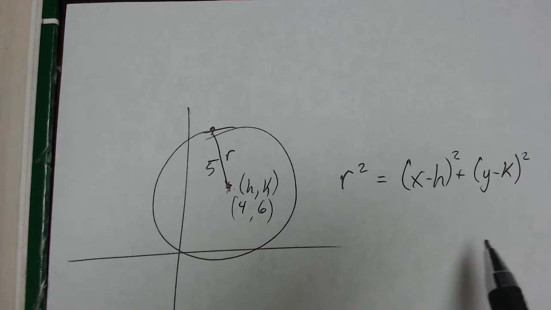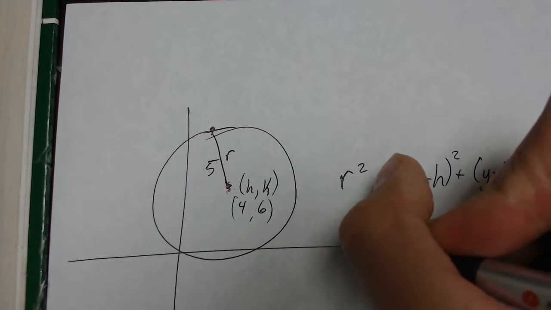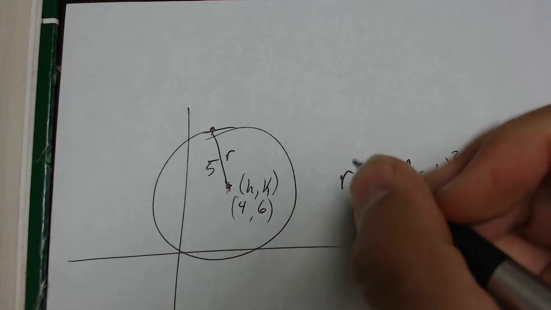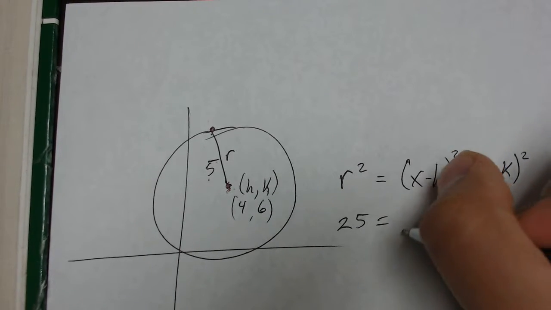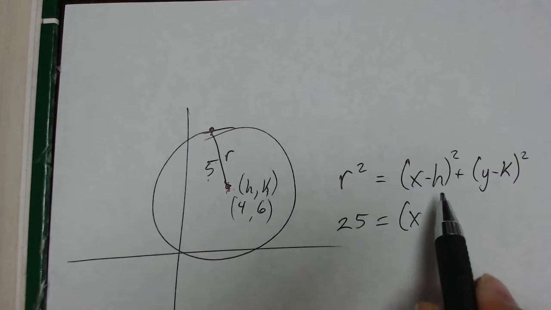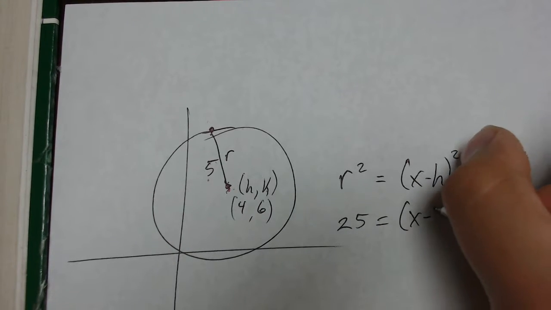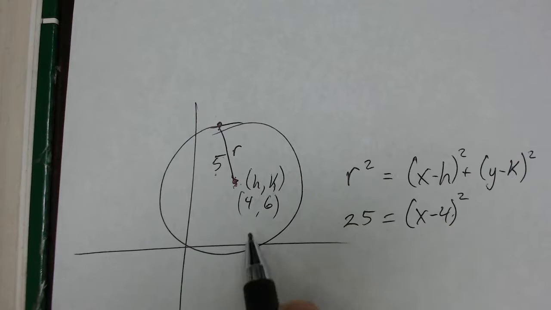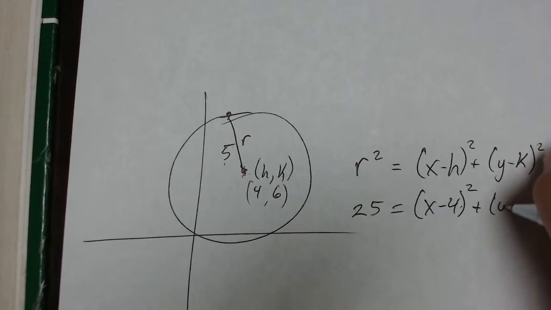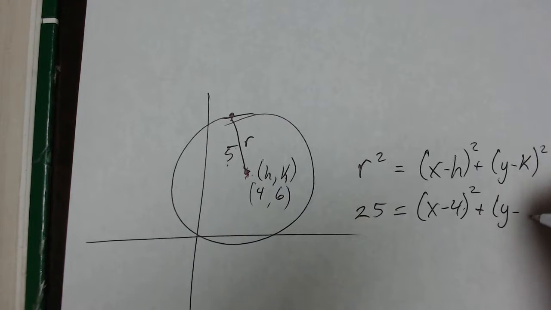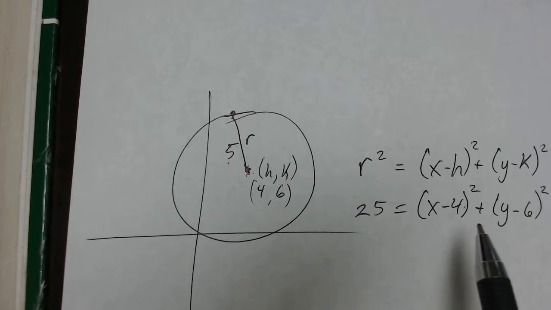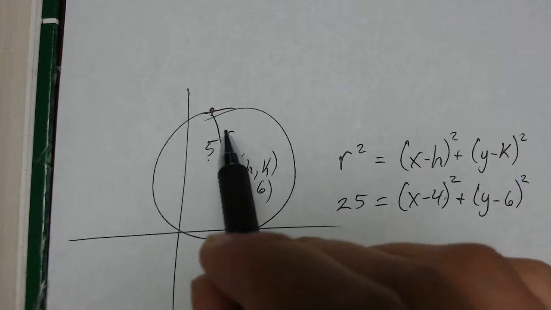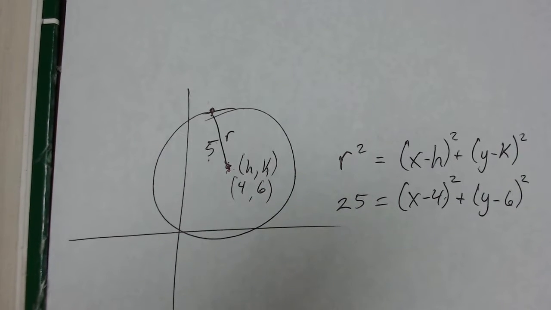So to plug these values into this equation, the way this equation would look is r squared would be 5 squared, being 25. So when we plug 5 into r squared, we get 25. That's going to equal x minus h, so x minus 4. Again, another trend here, we see the opposite values, plus y minus k, k being 6, so y minus 6 squared. And that's how we would graph this equation right here. This equation of this circle.